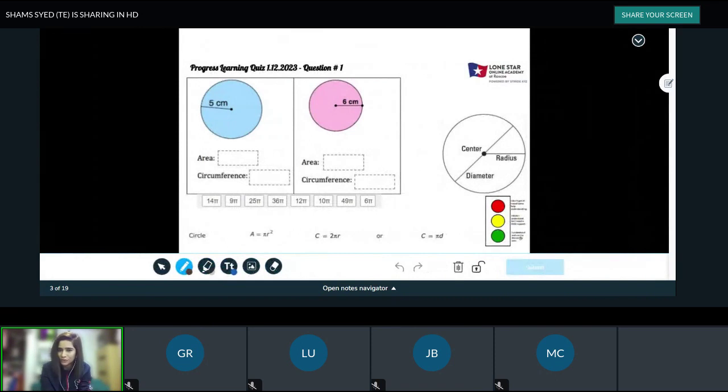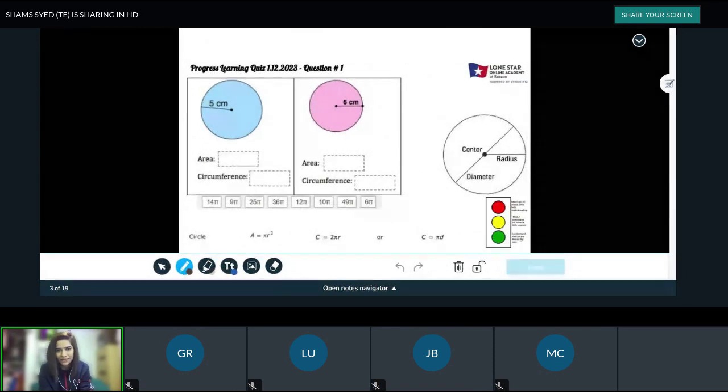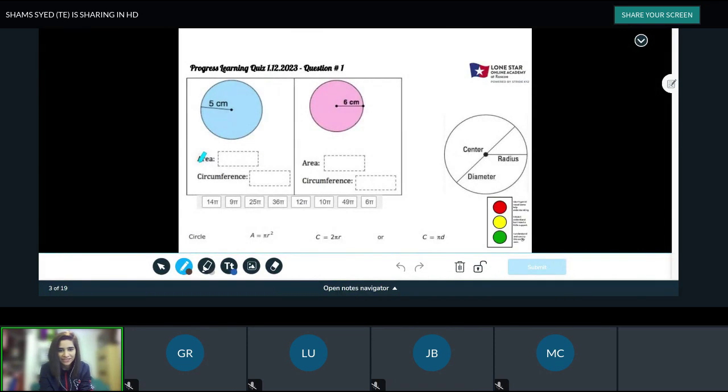Question 1 looked like this. It had some circles and it asked you to find area and circumference. Okay, go ahead, give it a try. Show me what you know about this problem. How can you find area of a circle?